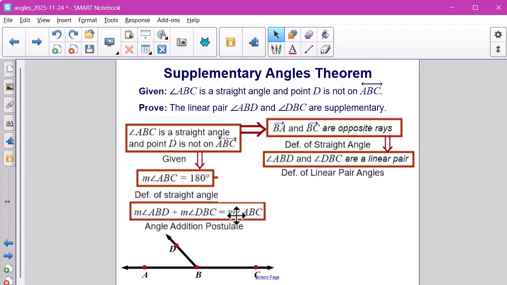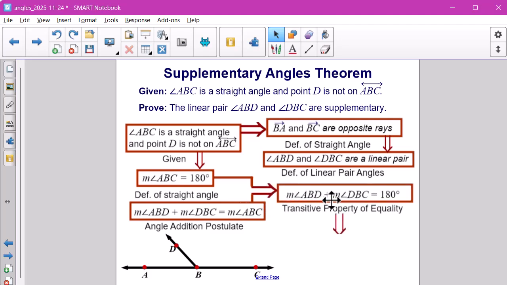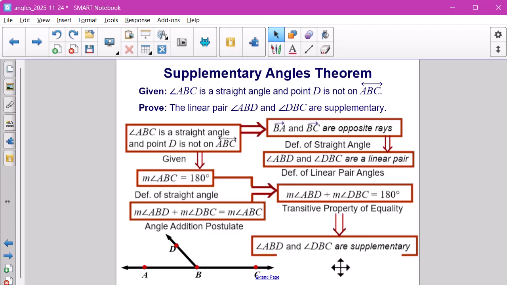Then if we use the definition of a straight angle and the angle addition postulate together, we can state that the measure of angle ABD plus the measure of angle DBC is equal to 180 degrees by the transitive property of equality. We took the common measure of angle ABC out of the middle when we applied the transitive property. And then since the measure of angle ABD plus the measure of angle DBC equals 180 degrees, we can say that angle ABD and angle DBC are supplementary by the definition of supplementary angles.